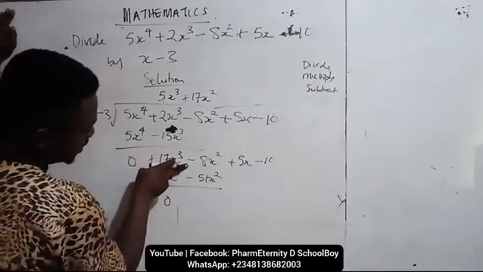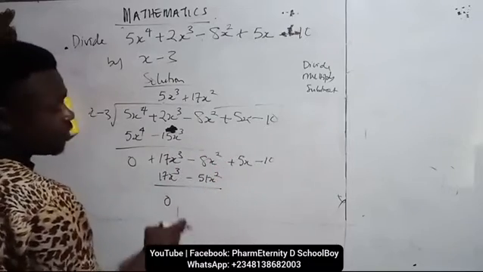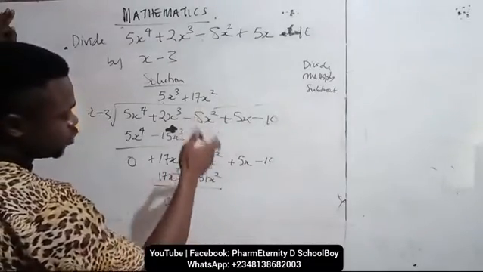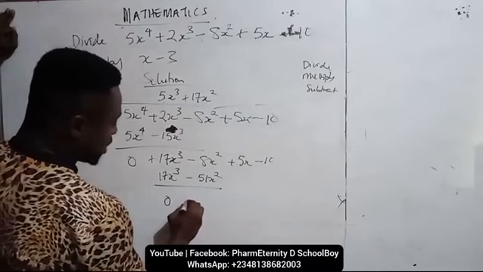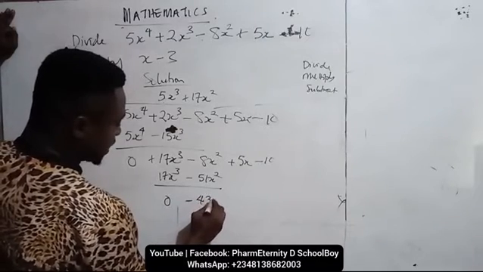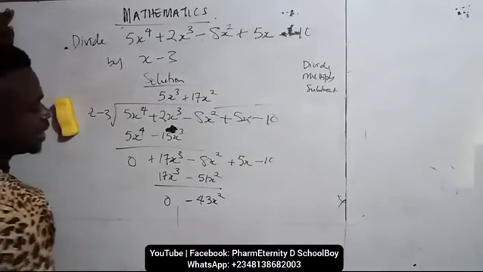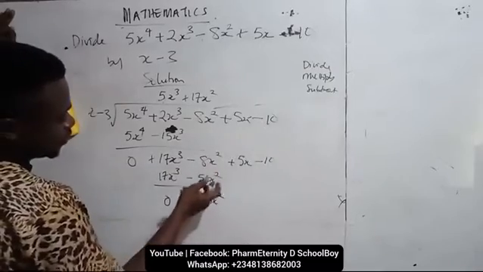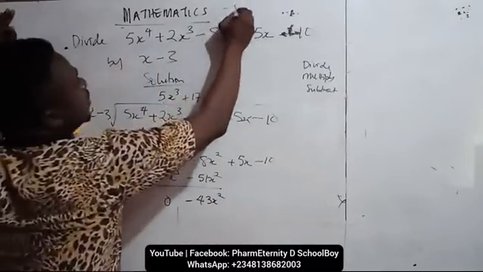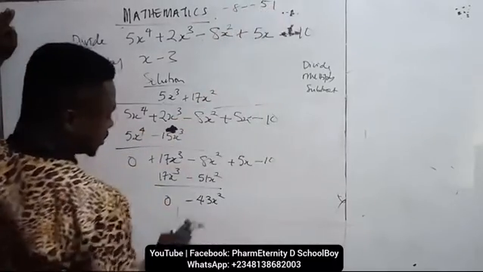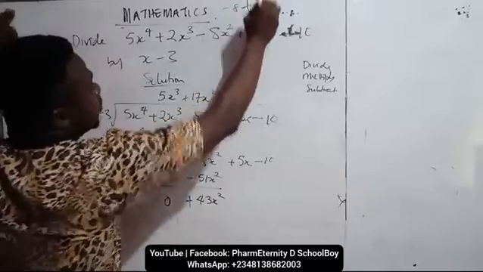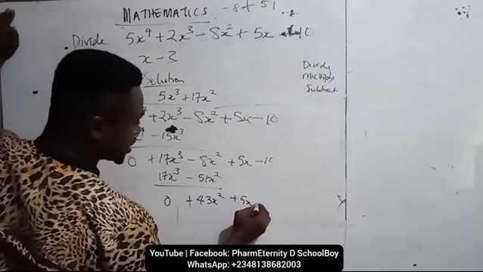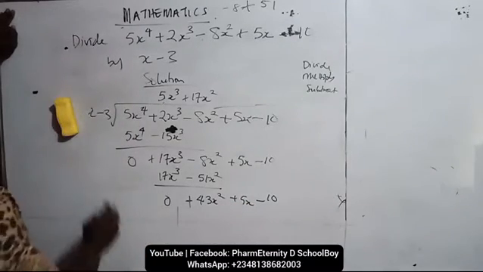0. Minus 8x squared minus 51x squared is the same as saying minus 8x squared plus 51x squared, which is plus 43x squared. Sorry, this is plus, not minus. This becomes plus, so we have plus 43x squared. We bring down plus 5x minus 10. So we continue dividing.